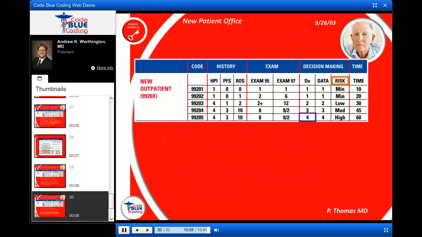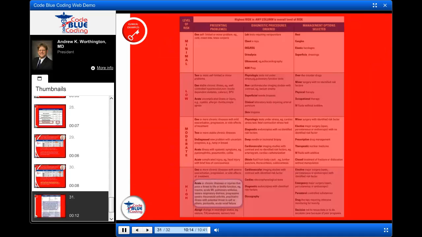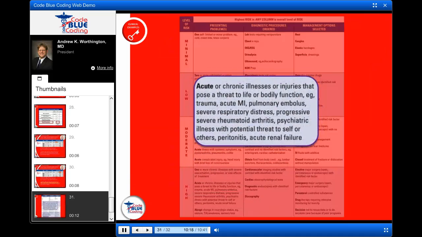Next, on to the risk category. This physician fears lung mass, the most likely outcome. On our risk table, in this case, the management of an illness that poses a threat to life or bodily function is the best choice unless or until the practitioner knows otherwise.